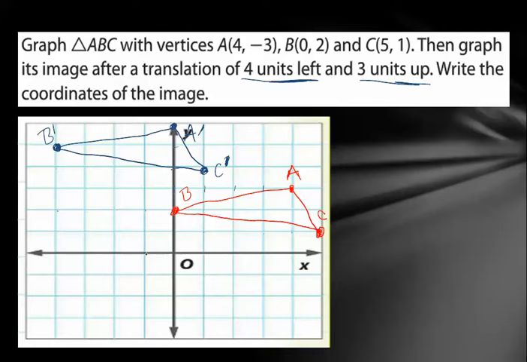So this new B is 1, 2, 3, 4, so -4, and it's up 1, 2, 3, 4, 5. So B prime is (-4, 5). A looks like it's on 0, 1, 2, 3, 4, 5, 6. So A prime is at (0, 6). And then C is at 1 as the x value, and the y value is 1, 2, 3, 4. Okay.